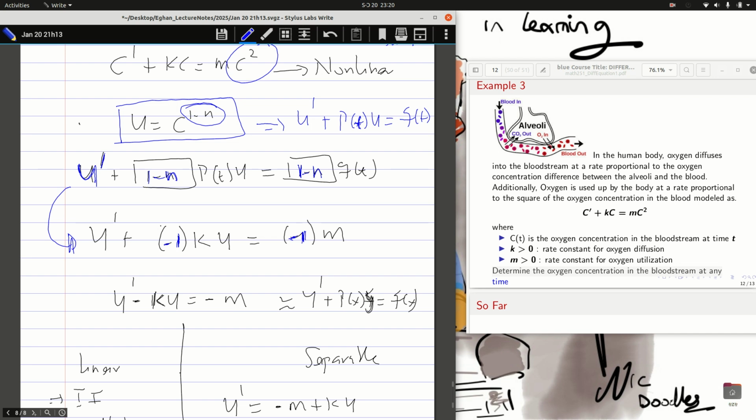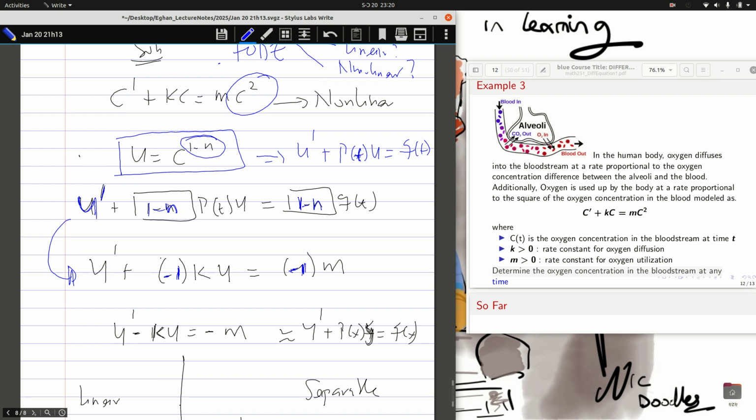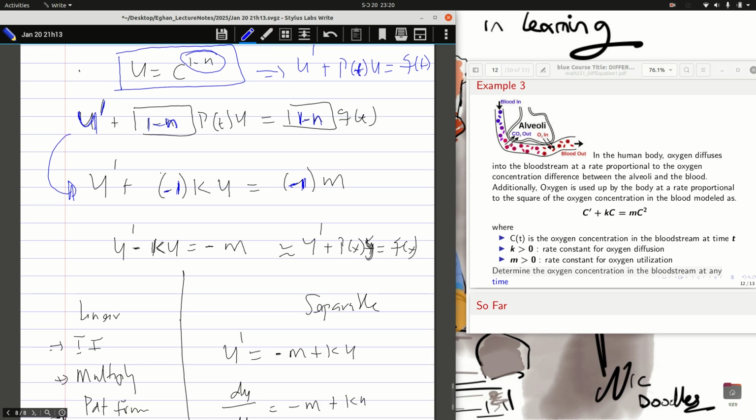Again, someone will be asking, where is my p of t? My p of t is this k here, and my q of t is this m here. Forgive me for the circling of things, but it's to help you out. If I rewrite this, I have minus ku equal to minus m, and this is in the standard form. So your p of t is minus k, and your q of t is this term. This is the linear form.